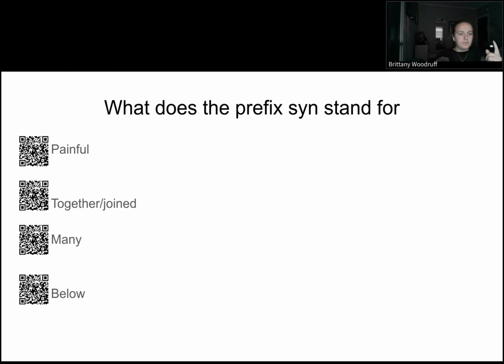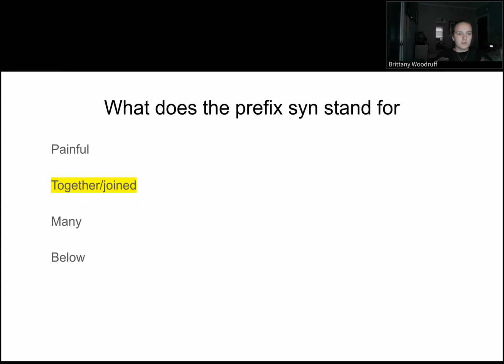So prefix syn is going to stand for together or joined, right? Arthro means joint, so synarthroses are fixed, aka joined, aka together, joints. That makes sense. So that kind of helps you out if you're trying to remember what a synarthrosis is.